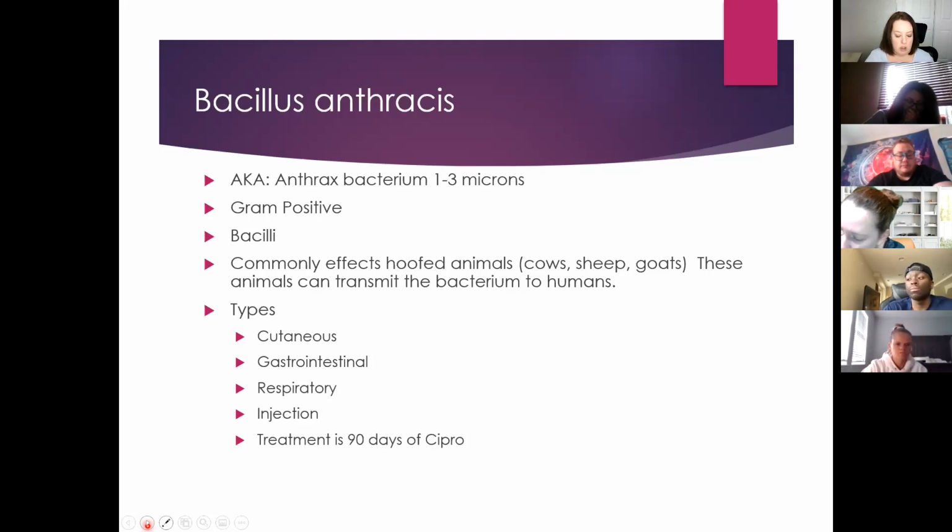It can be spread through injection, and that's how it's going to be spread through the body the fastest, is if it's an injection, because that circulation of blood is going to spread it throughout the whole body. Whereas with cutaneous or the GI tract or respiratory, it's localized into one area. These patients will be on Cipro, which is ciprofloxacin, for a minimum of 90 days.